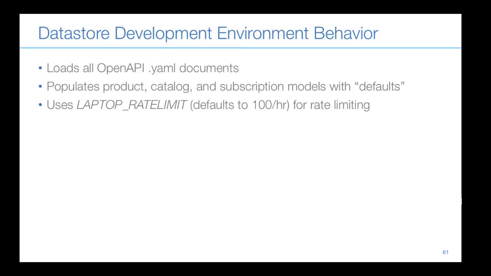And just so that you can utilize rate limiting, there's a laptop_rate limit environment variable that defaults to 100 per hour. That's available for testing rate limiting.